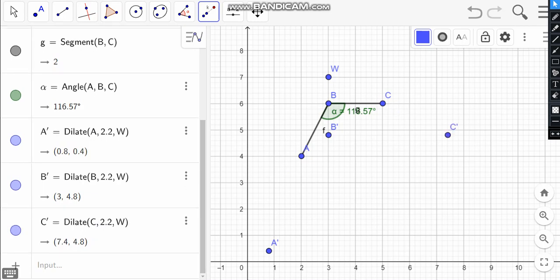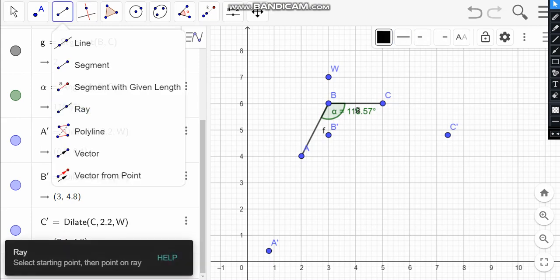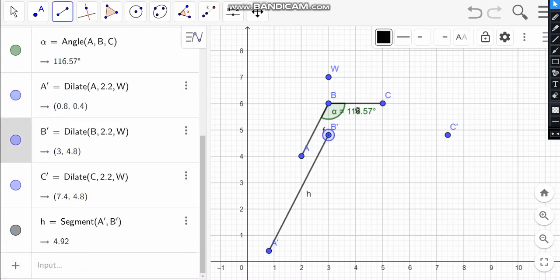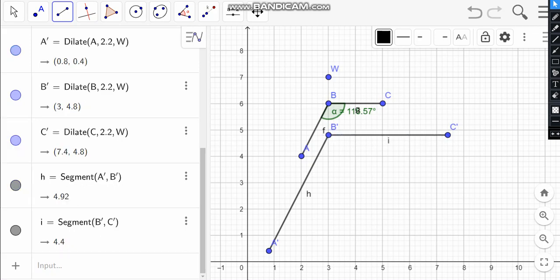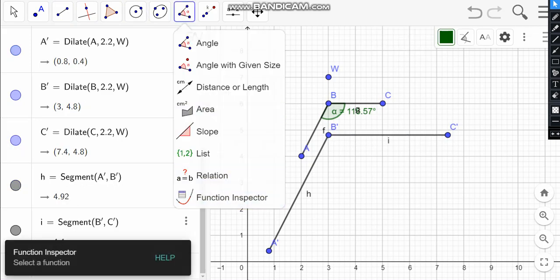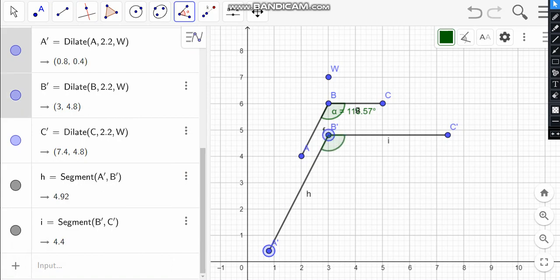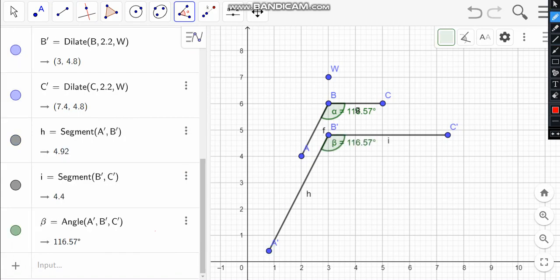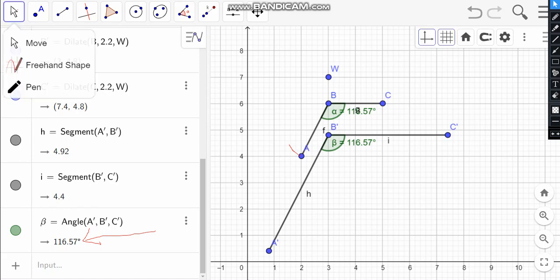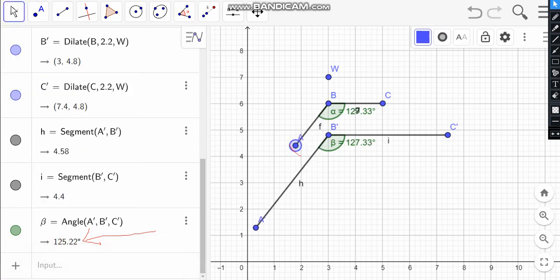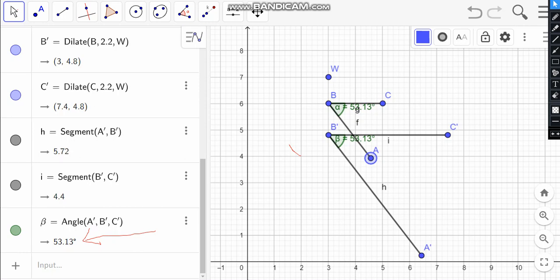And if you find the angle between A prime, B prime, C prime here, you are going to see that it's also equal to 116.57. No matter where you move A, as an animation, the angles will be the same, nothing else will differ. You're going to have the same angle. So that's why we say homothecy preserves angles.